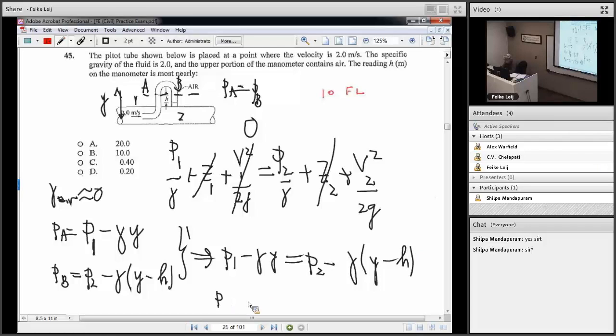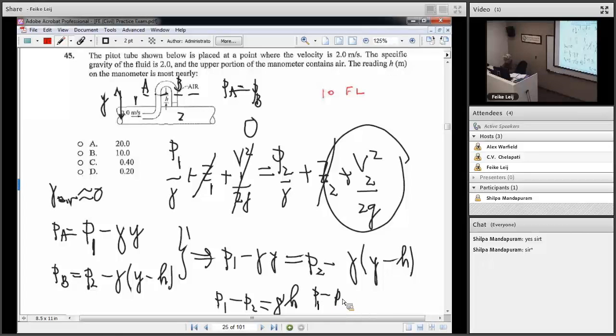Since PA is PB, we must have P1 minus gamma Y is P2 minus gamma times Y minus H. The gamma Y cancels and P1 minus P2 is equal to gamma H. How do we find P1 minus P2? From the velocity head.